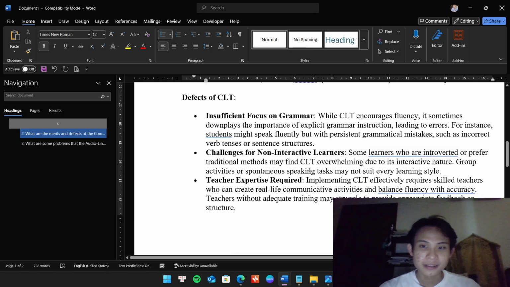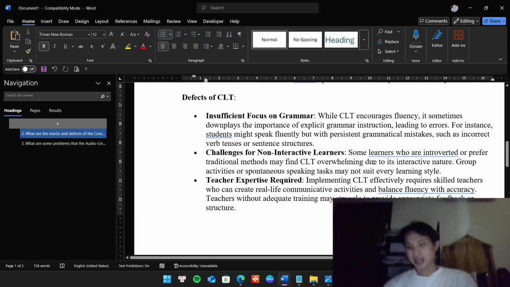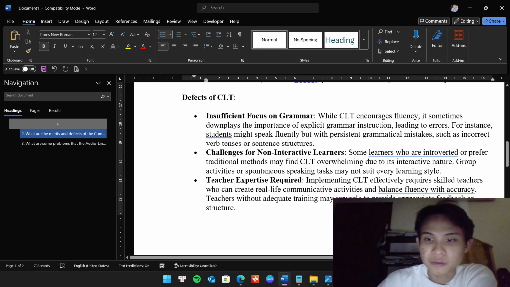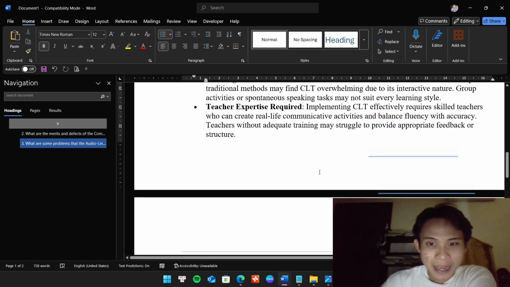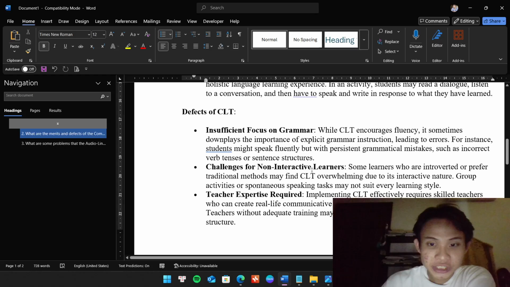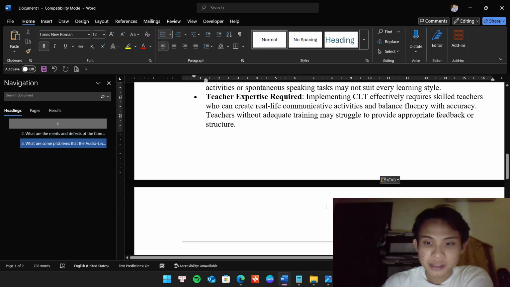Another thing is that it is truly challenging for introverts or non-interactive learners. It takes a huge amount of time and effort for those people to interact with other students in the class. The last thing is that teachers need to be skilled, well educated, or well trained to conduct this method.